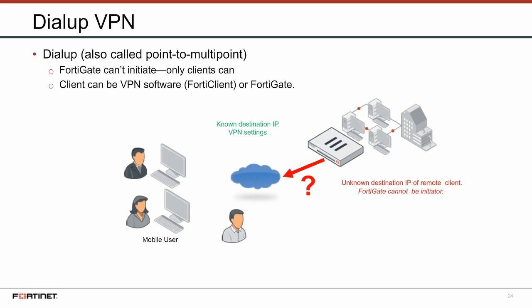One Dialup VPN configuration on your FortiGate can be used for multiple IPsec tunnels from many remote offices or users. This is where the alternate name, point to multipoint, comes from. Remember that in Dialup, the client's IP is dynamic, so FortiGate can't predict where it will be. This means FortiGate cannot initiate the VPN. Only the remote peer can.